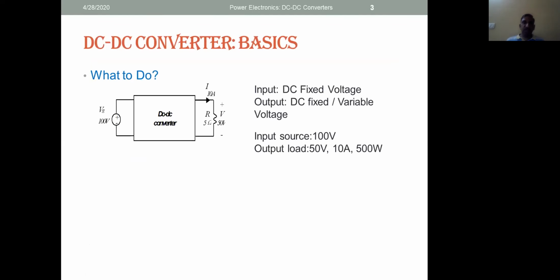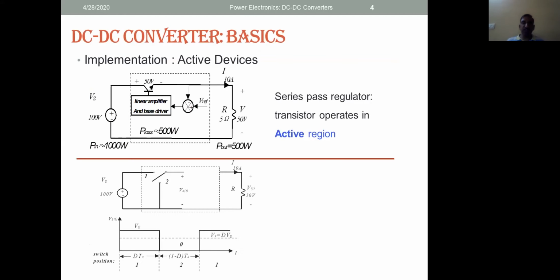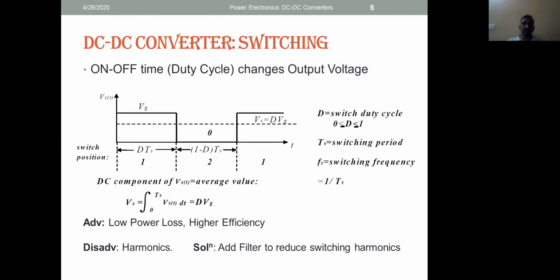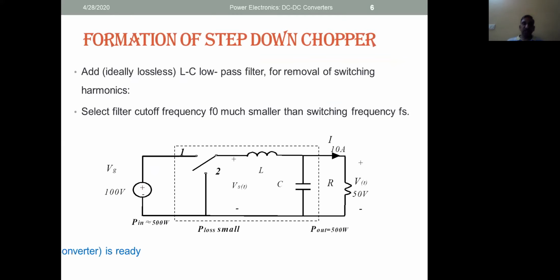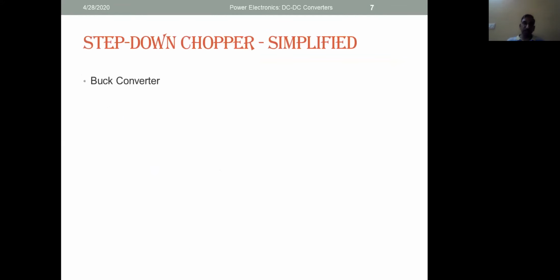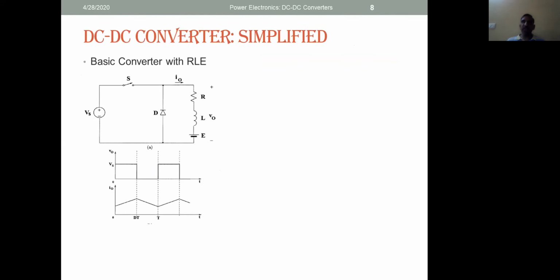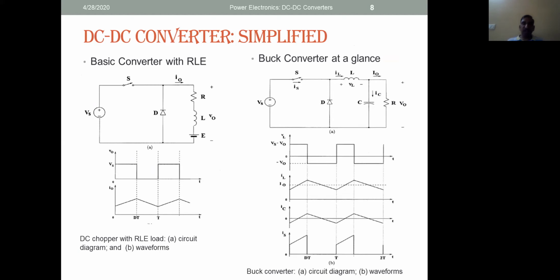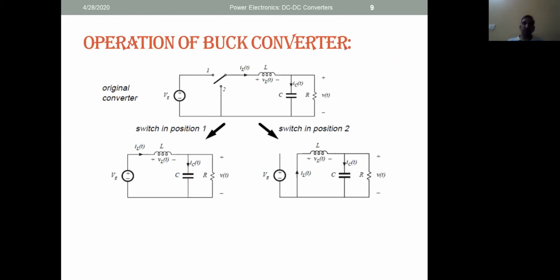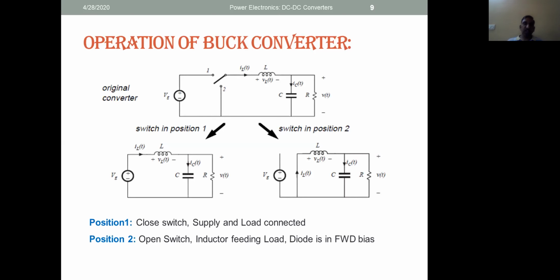What we discussed in the last lecture was the syllabus, these basics, how to realize a DC to DC converter using passive and active devices, what is duty cycle, and how to form a step down chopper using an LC filter for removing the ripples. Formulas for duty cycle: D is equal to T on by T. Simplified realization for RLE load and waveforms for inductor and capacitor currents. And analysis of a buck converter in position 1 and 2, meaning during the on switch and off switch periods.